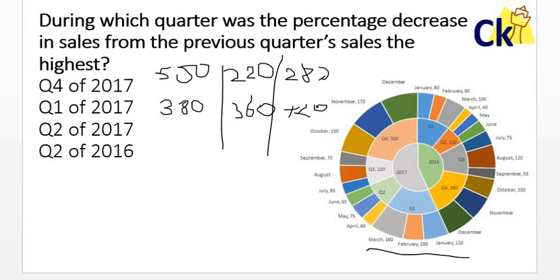Now for quarter 2 of 17, the value is nothing but this one. Sorry, it would be 200 because it is 65, 60, 65, 70, that is 140, and 200. And we know that the value for quarter 1 is 380.